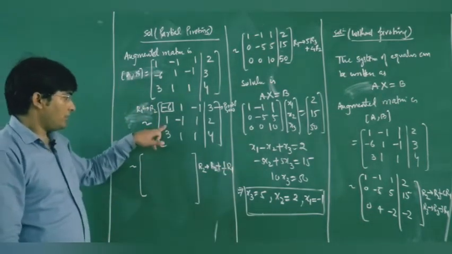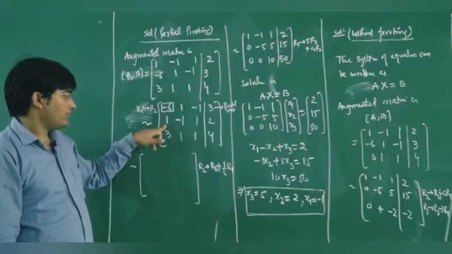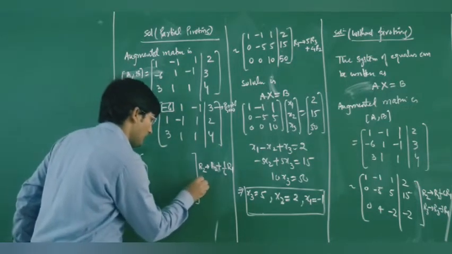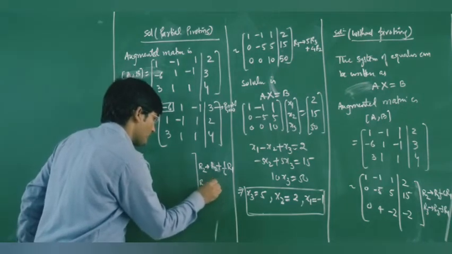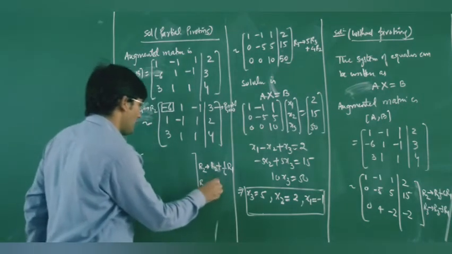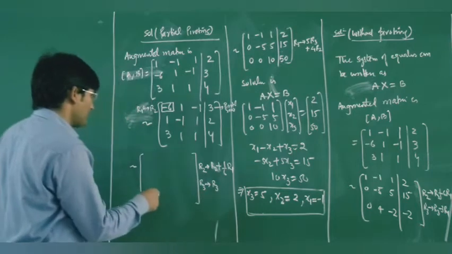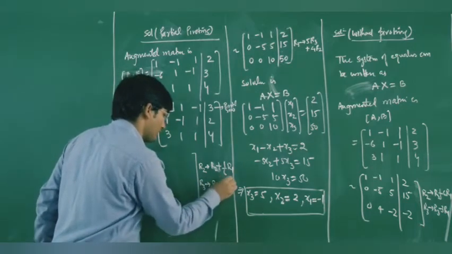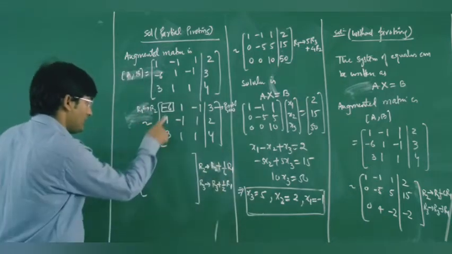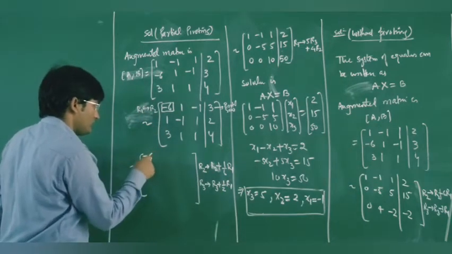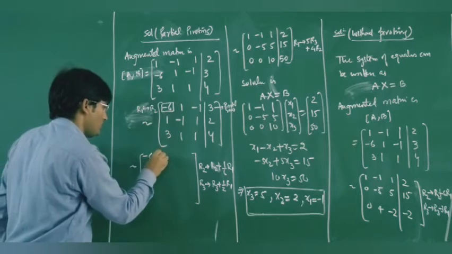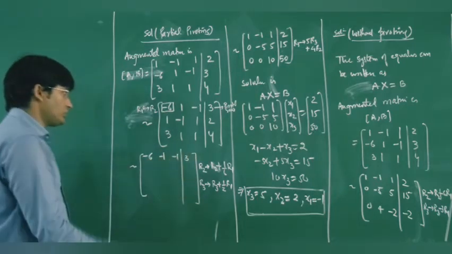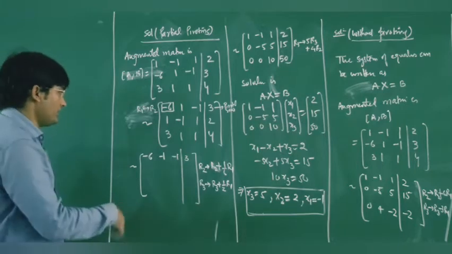Now here we will use the operation R2 plus 1 by 6 of R1, so this will become 0. Again in R3 we will use the operation R3 plus, now this is your 3, so we will use 1 by 2 of R1. So now you can see that here we have minus 6, 1, minus 1, then we have 3. This is your first step of pivoting.